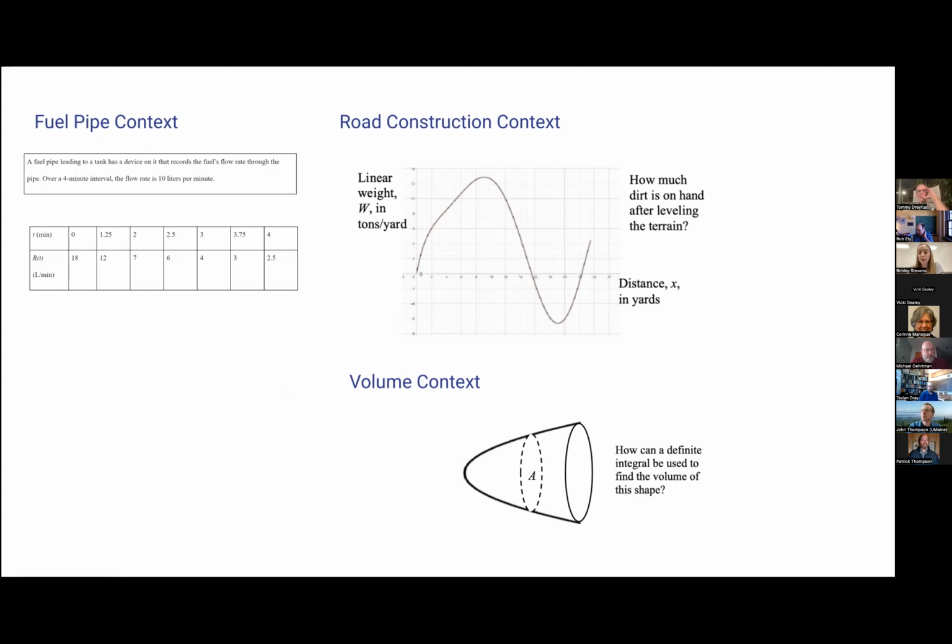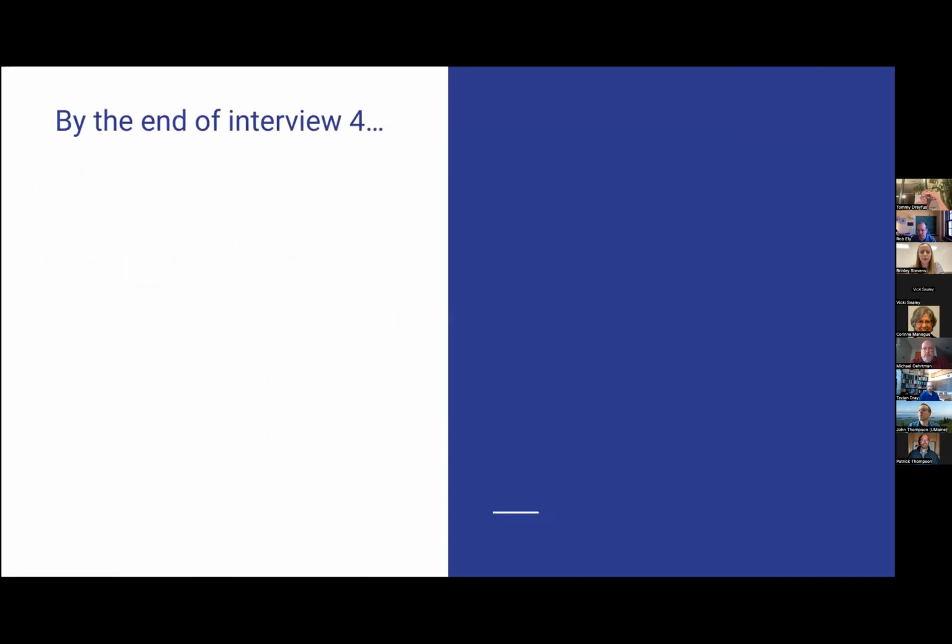Then in lesson 3, we returned to the fuel context to add in that graphical representation, but we also extended that upper bound to think about as time incrementally continues, how is that going to affect the amount of fuel in the tank? Then for lesson 4, we went back to the road context, but we thought about extending that upper bound, and then we thought about extending the volume context as well. So that's the outline of how the lessons went.